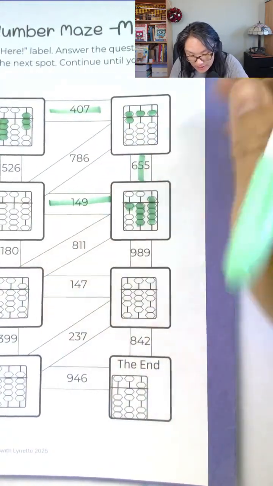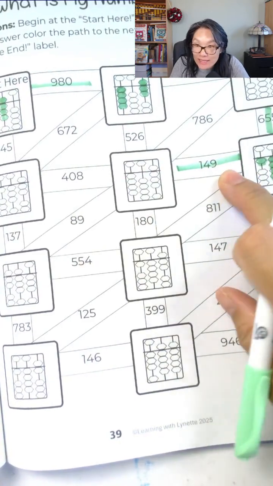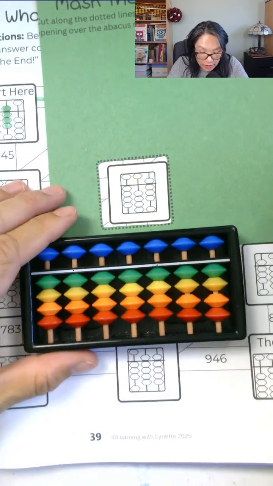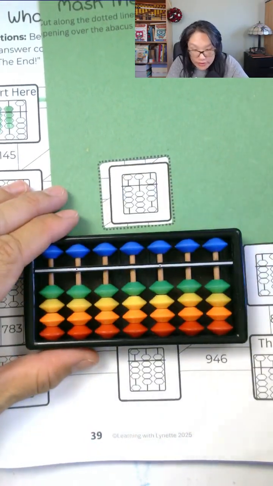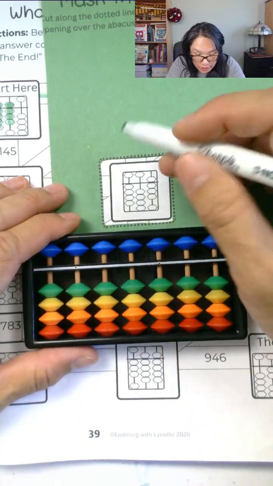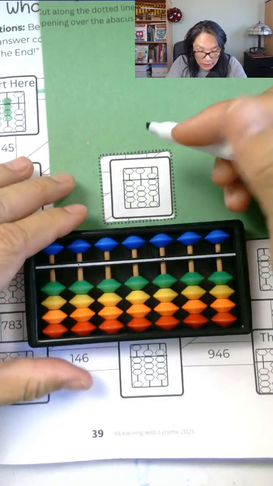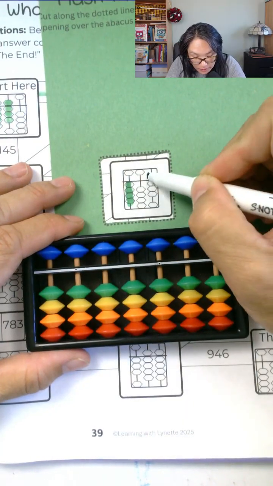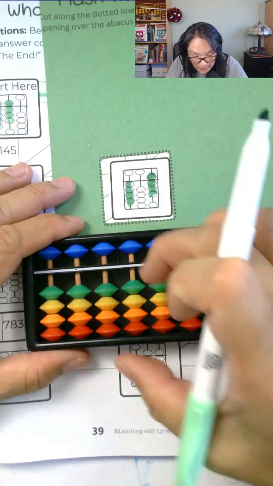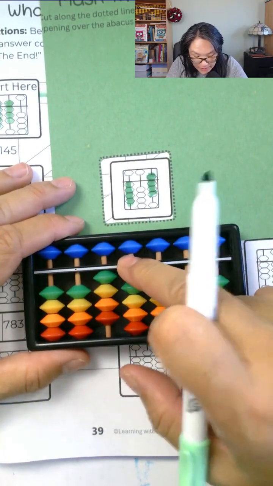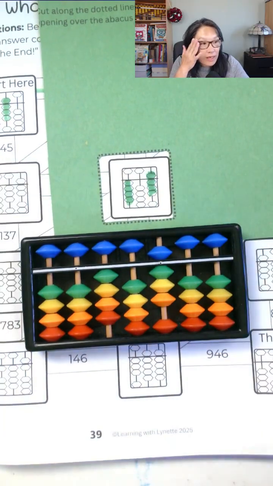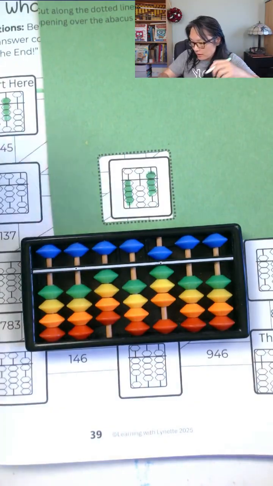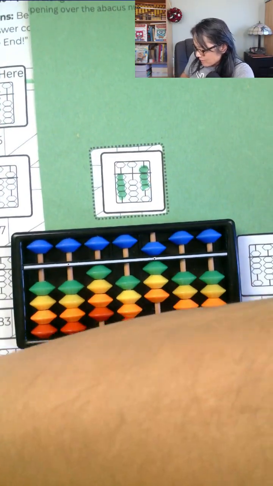So it takes me to this path. That path tells me the answer. And what we're doing is we're following the maze. So what we're trying to do is go all the way to the end. But the first thing we're going to do is understand how to read our abacus. We have our hundreds, our tens, and our ones. What number do we think that is?